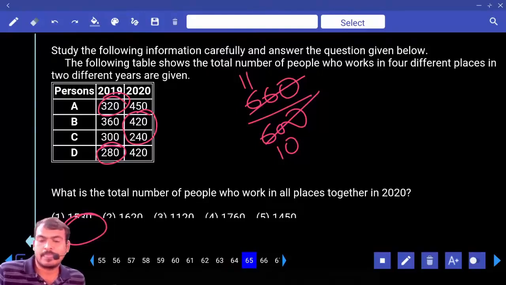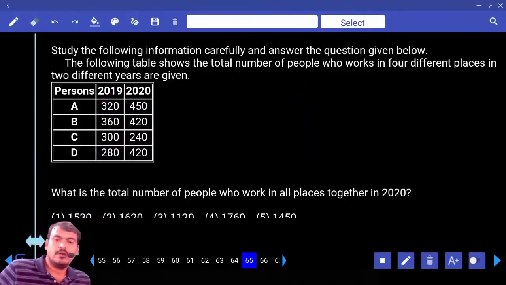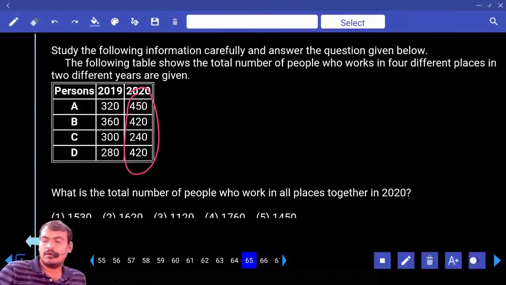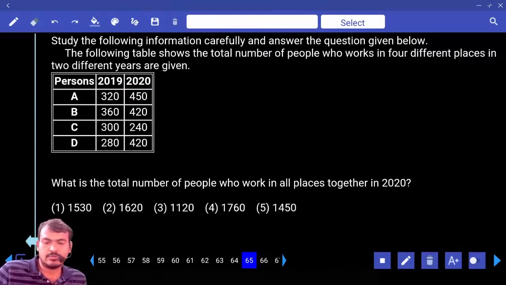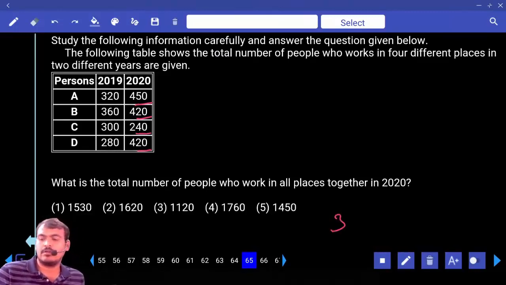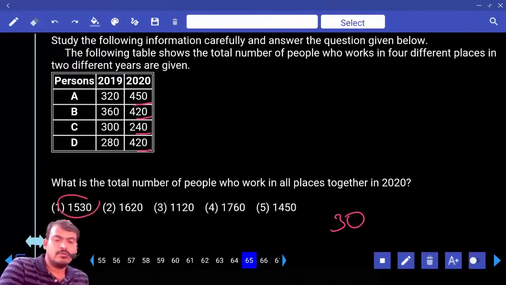Next 65. What is the total number of people who work in all the places together in 2020? First we add. Wait. In the units positions, the last two digits are different. 50 plus 20 is 70, plus 40 is 110. 110 plus 20 is 130, ending with 30. How many options? Only one.